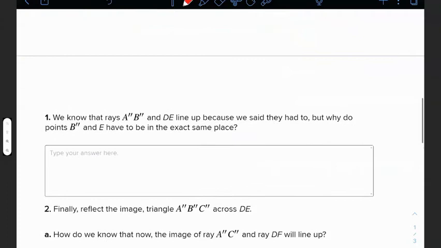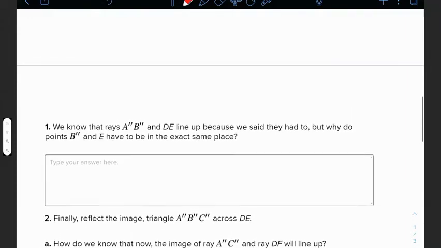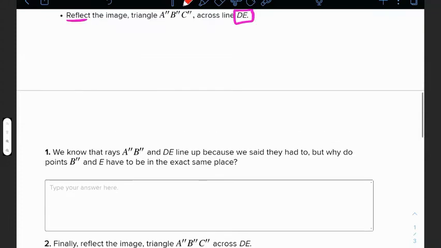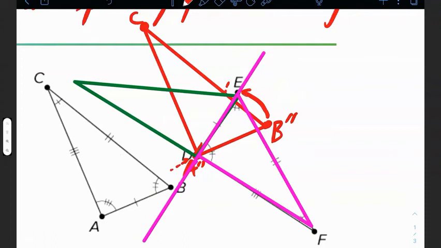In number 1, we know that rays A double prime B double prime and DE line up because we said they had to, but why do points B double prime and E have to be in the exact same place? If we look here, we had to rotate to get B double prime to map onto E, from here to here. We already had A double prime mapping onto D after the translation, but the rotation was meant to get B double prime onto E.